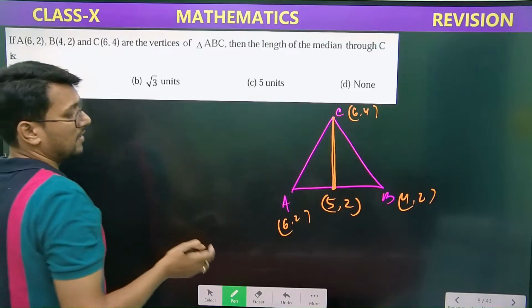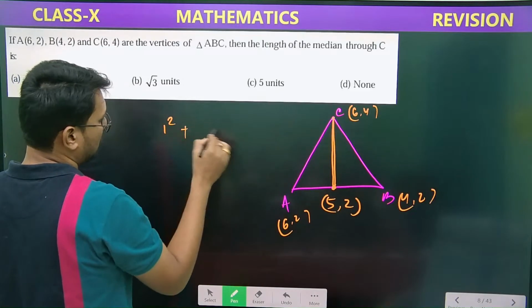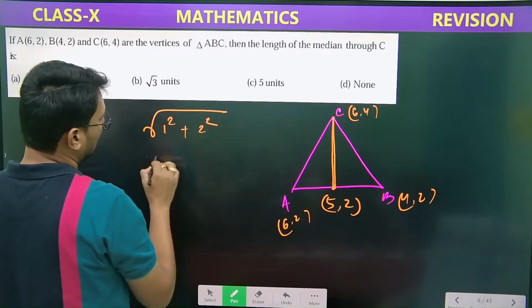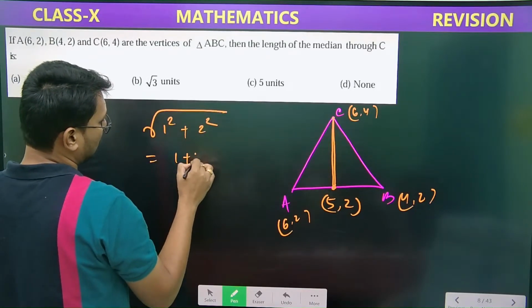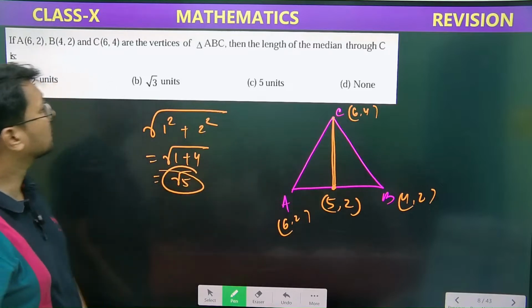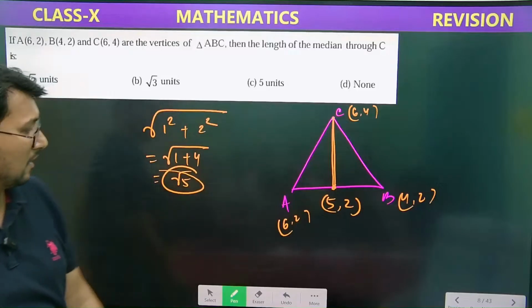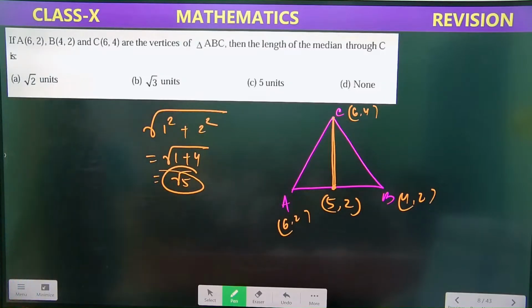Find the distance. MCQ, right? 6 minus 5 square, that is 1 square, plus 4 minus 2, 2 square, under the square root. So 1 plus 4, root 5 is the answer. Option A? Oh, none of these, right? None of these is the answer. Okay, got everyone?